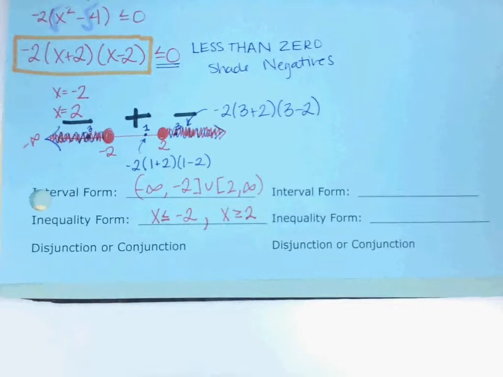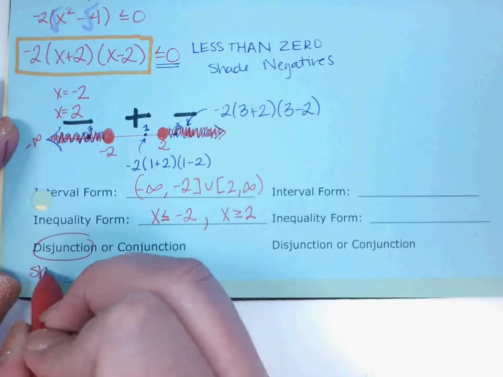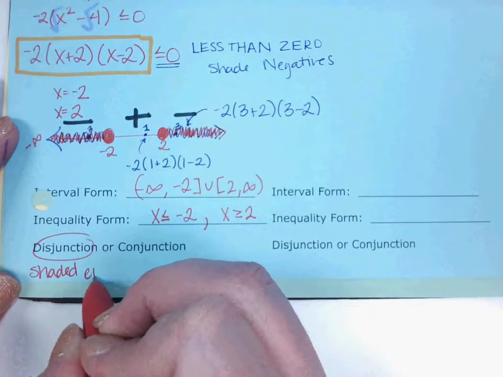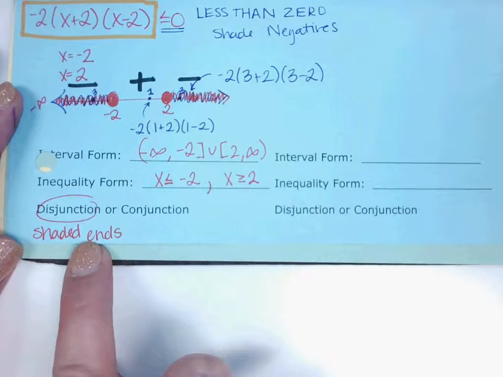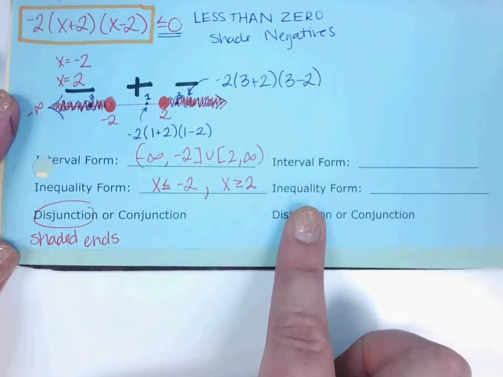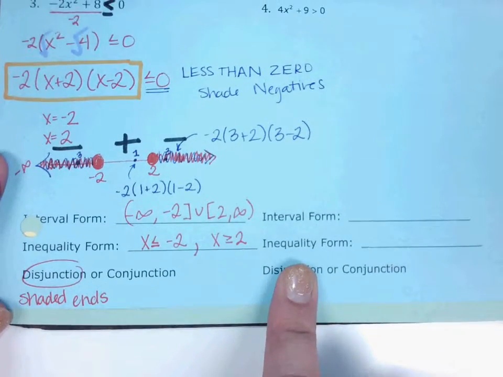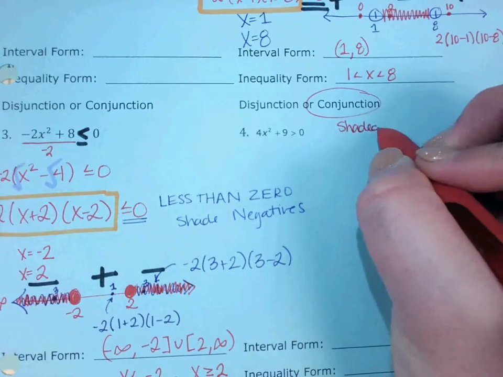Now, let's also talk about conjunction and disjunction. Here's the difference. A conjunction is when you shade between them. A disjunction is when you shade the ends. So for this one, which one would I circle? Disjunction, because I shaded the ends. But on the previous question, I would circle conjunction because I shaded the middle. So I'm going to go up to that top one and pick that. Good? Okay, so here we go. This one is a conjunction because we shaded the middle.